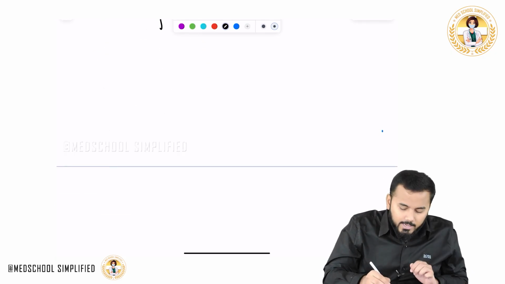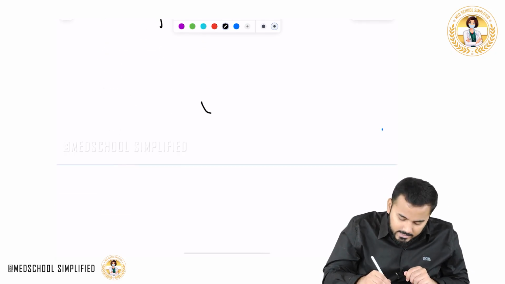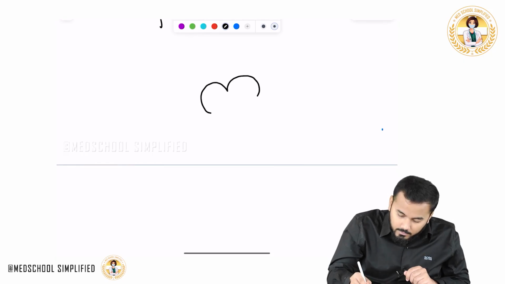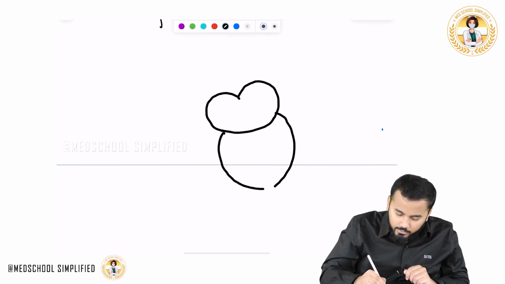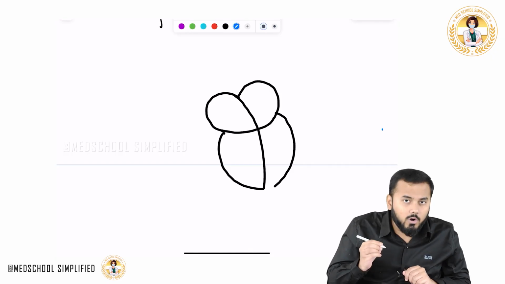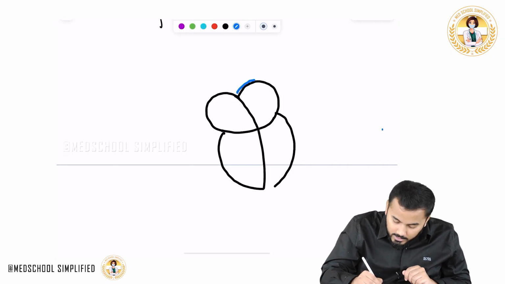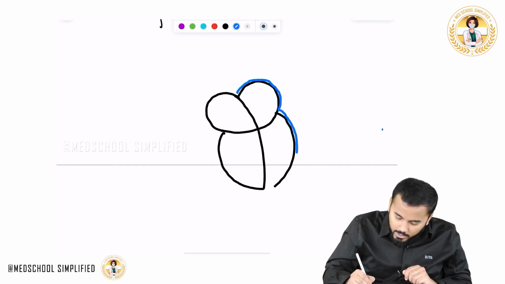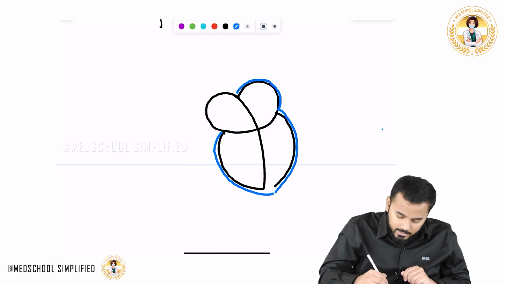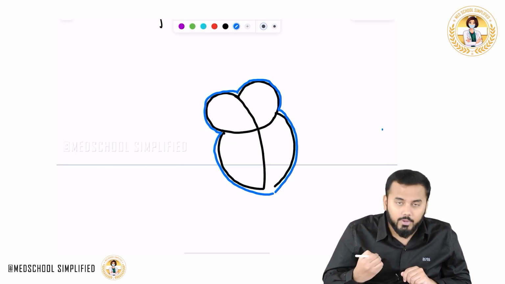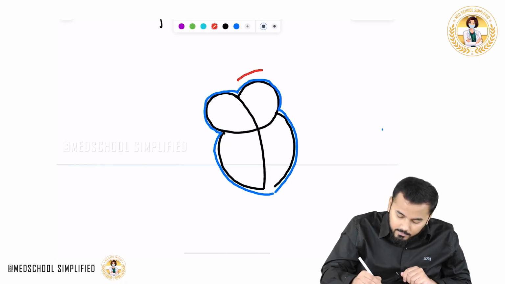So what I am trying to tell you is, let us say this is the heart over here. Now in this heart, all of you know that we have some structures. See, here we have this layer. This is called your serous pericardium. This is called your visceral layer. And after that, this red colored thing, this one is called your parietal layer.